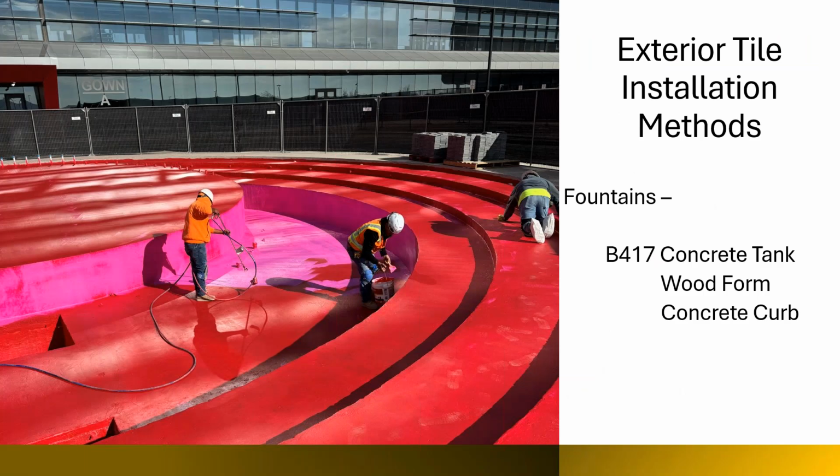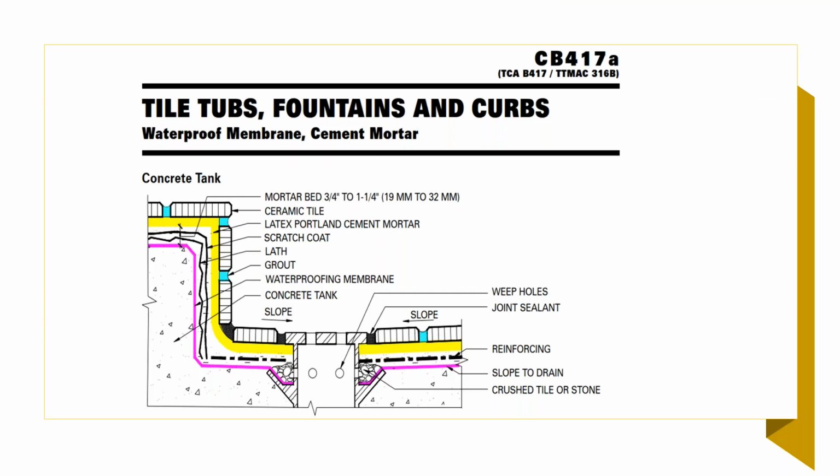Water fountains are another tile option that can be very, very aesthetically pleasing, and it's a fairly easy installation at this point, given the liquid applied waterproofing materials we now have the option of using. This is a tile tub, a fountain, or a curb. It's a waterproofing membrane, and in this particular instance, the waterproofing membrane is not an option, it's a requirement.